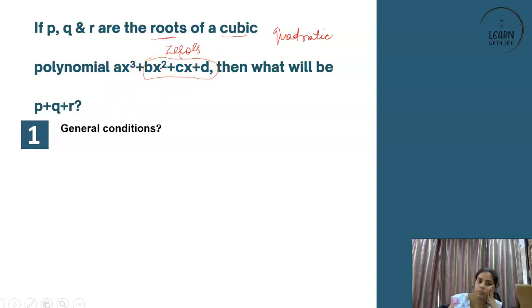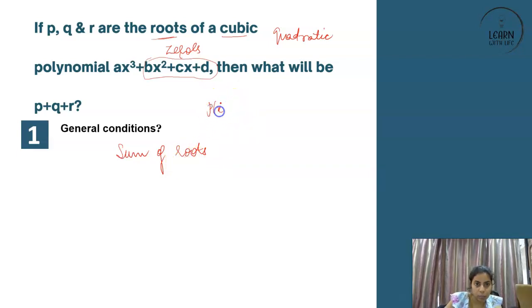Got it? Now, p, q, r are the roots of a cubic polynomial. What will be p plus q plus r? So this is talking about the sum of roots. Now, you should know how the sum of roots is calculated in a cubic equation. As I wrote, there are certain general conditions that you must know, and that will help you understand things.